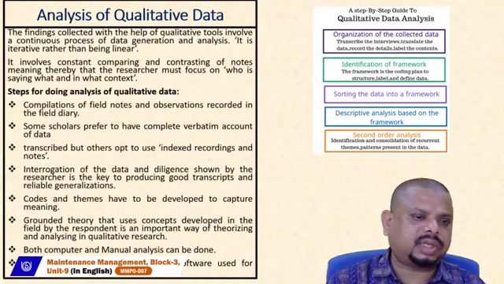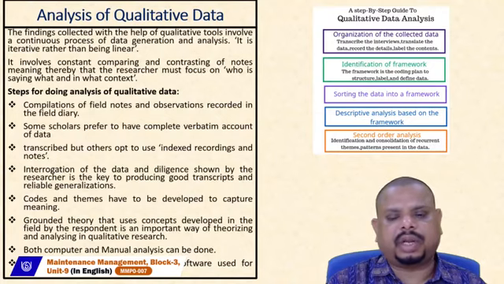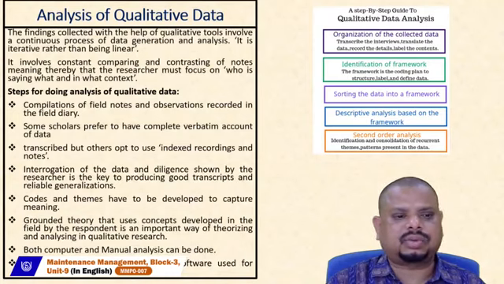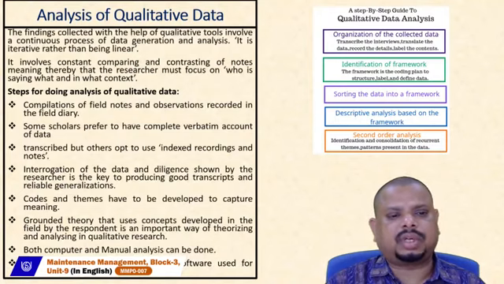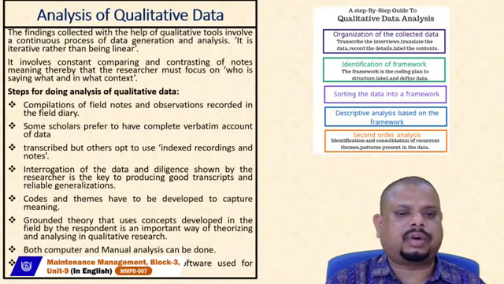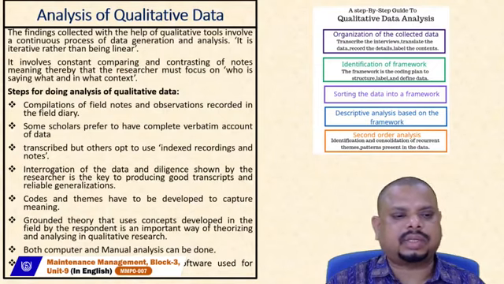The first one is the completion of field notes, where observations are recorded in field diaries. So from an organization point of view, those who have conducted various surveys can send their executives to the field, and they can observe, take notes, and record them in the field diaries. Some scholars prefer to have complete verbatim accounts of data. Then step number 3, transcription, but another option is to use index recordings, and notes should be done.